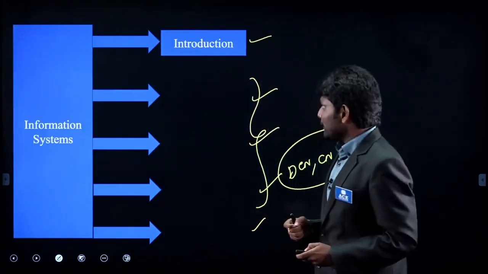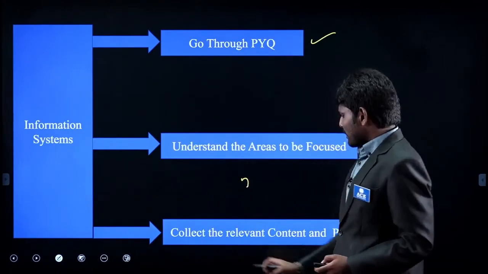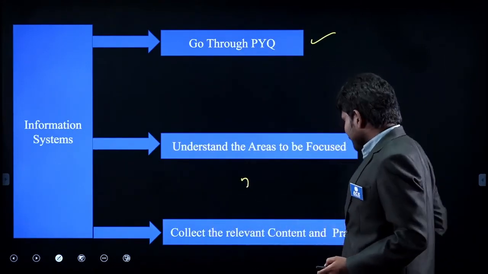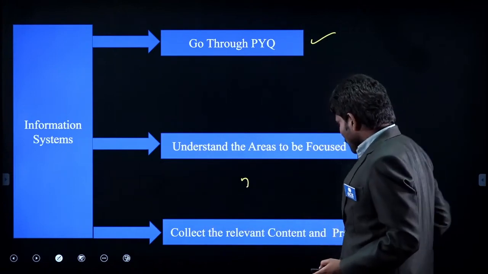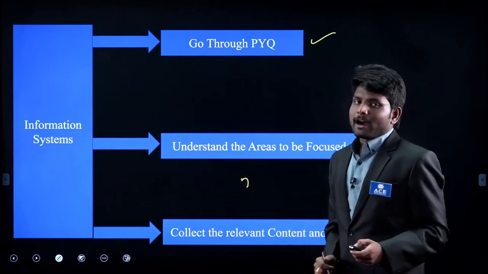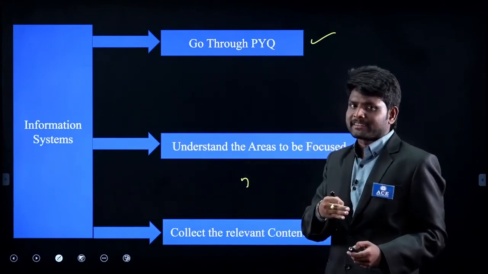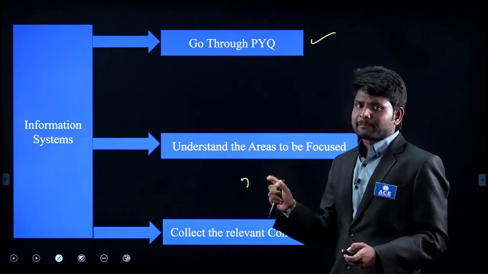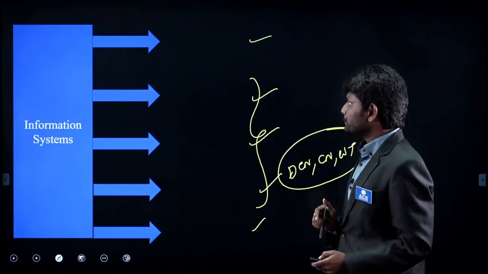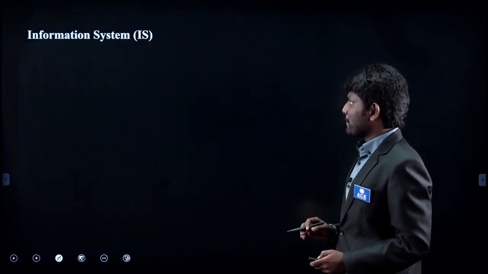Okay? If you see here, what was my statement? After understanding the areas to be focused, collect the relevant content and practice. So before practice, let me explain you some relevant content that will give you the idea behind the definition of information system and different entities involved in the information system and different types of information systems. Fine? So now we are going to discuss the introduction part of the information system.